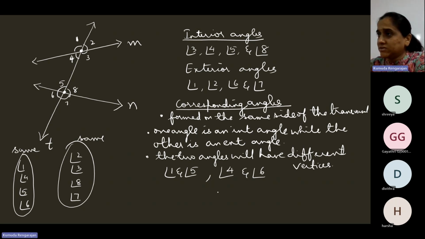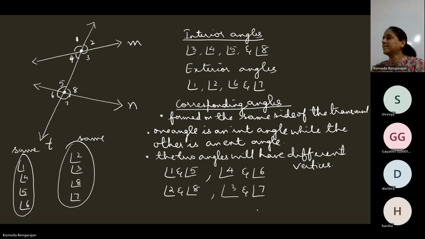A pair of angles are said to be corresponding angles if they lie on the same side of the transversal, one angle being an interior angle while the other is an exterior angle, and the two angles have different vertices. If all these three conditions are satisfied, then the pair of angles are called corresponding angles. So on this side of the transversal, we have angle 2 and angle 8, correct? And angle 3 and angle 7, correct? Now what about alternate angles?